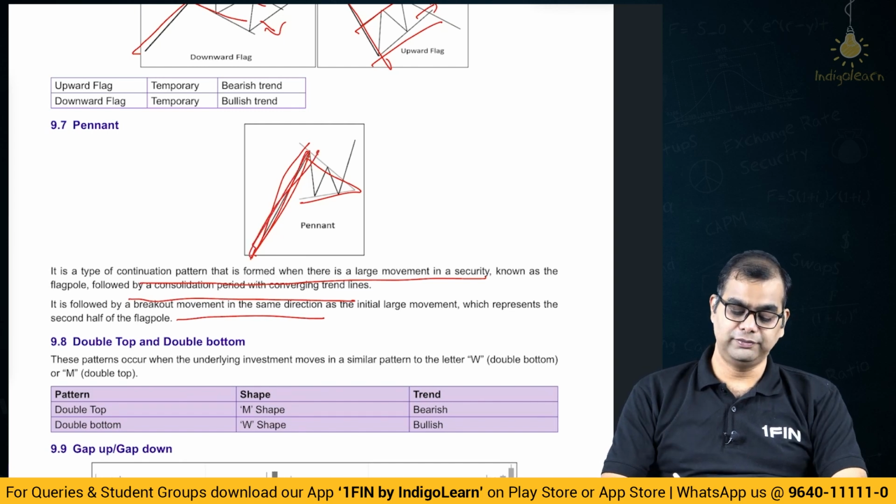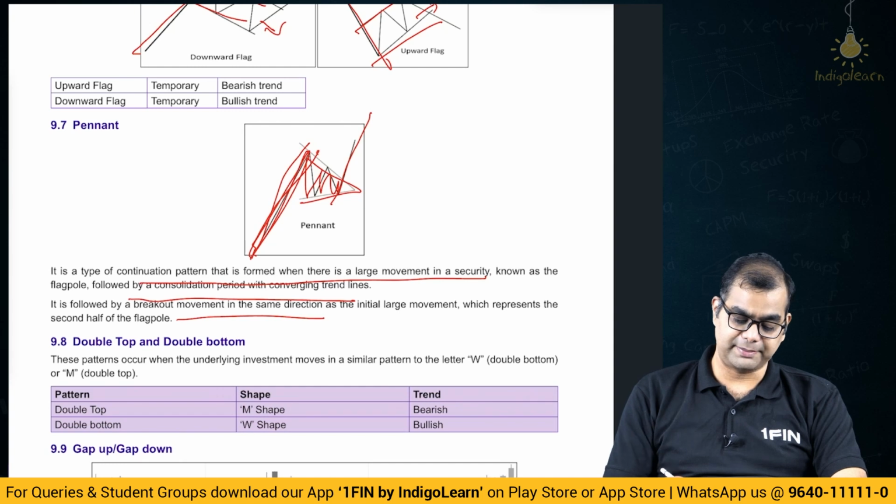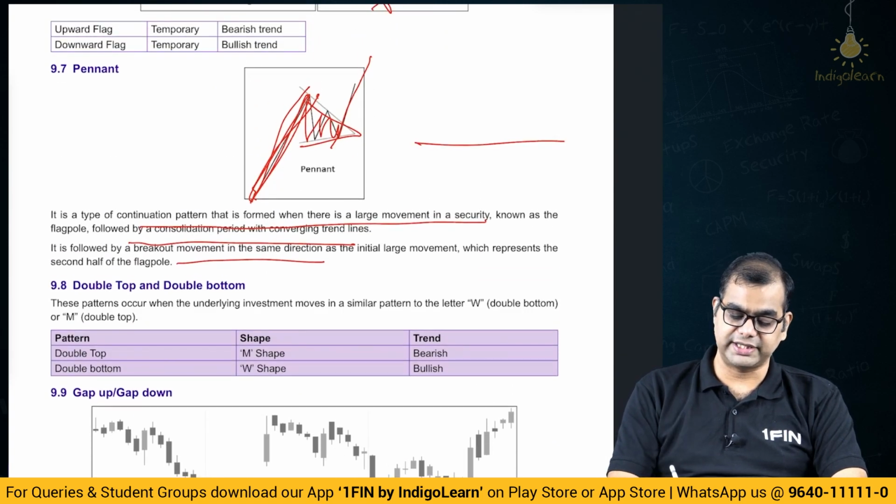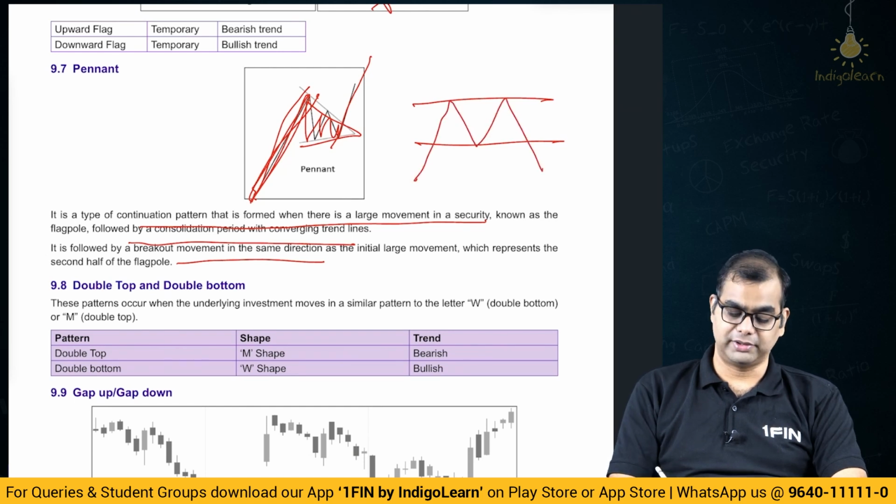So there is an initial up move, then there is a small consolidation, again there is an up move. So this is called a pennant. Then you have double top and double bottom. Initially we saw head and shoulders. Now we are seeing something called double top. Double top indicates basically a bearish trend, and a double bottom.